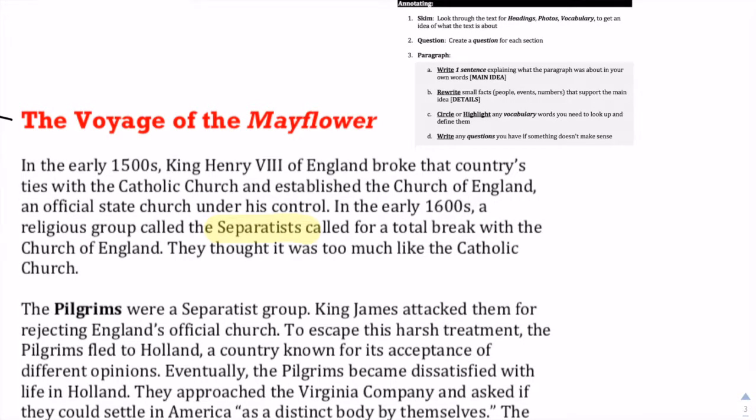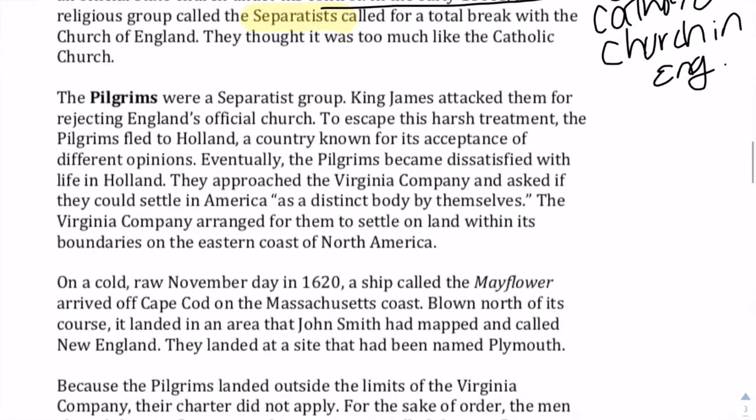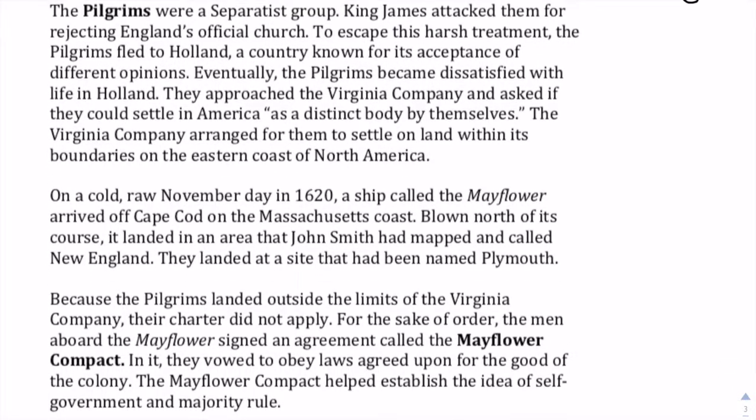Okay, as we read through this, one of the first things I notice is that we're talking about a group called the Separatists. So I kind of want to define that on the side of the notes, just to give myself some information that I could use later. Here I'm putting some notes on the side for the word them. That's the Pilgrims. Sometimes authors will write it, they, them, he or she, and we want to really make sure that we're connecting those words.